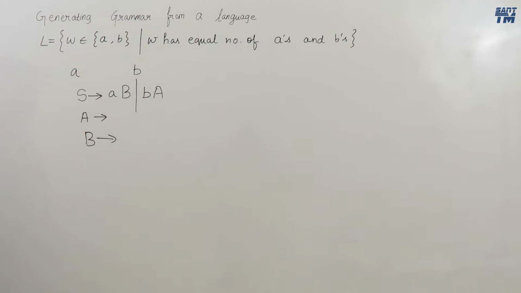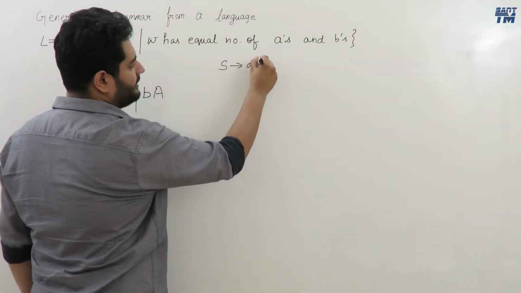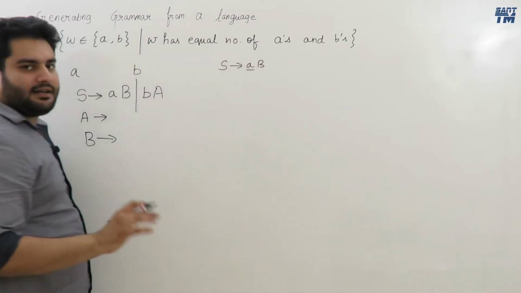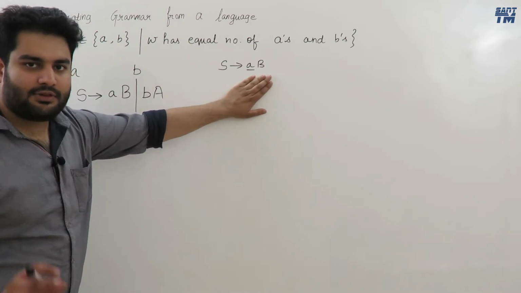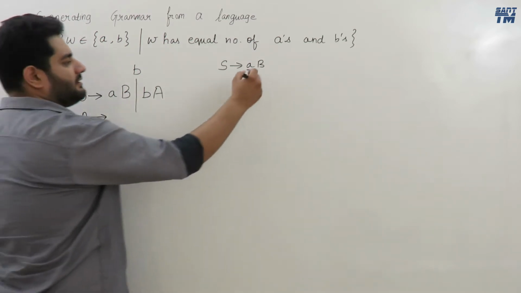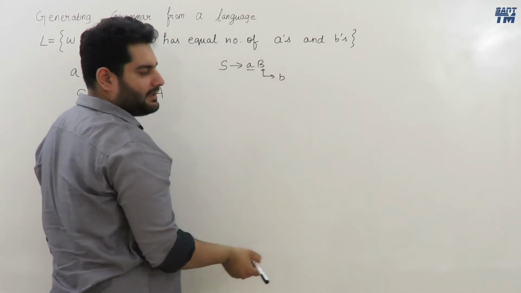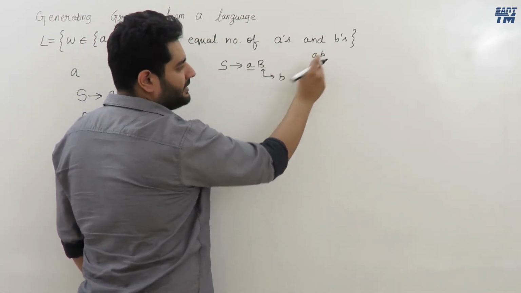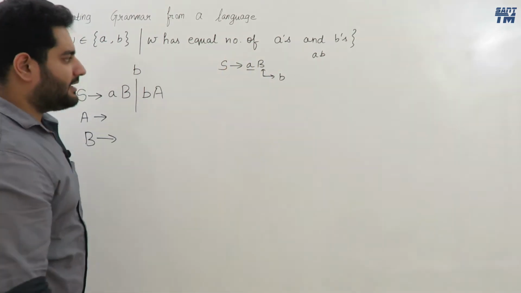Now suppose from the starting you have taken this production S derives AB. So your string will be starting from A because start symbol will produce A and then non-terminal B. So your string will start from this terminal A. So this B can either be replaced with a simple terminal B and you will get a string like AB in which there will be one A and one B. Equal number of A's and B's, the property is satisfied.